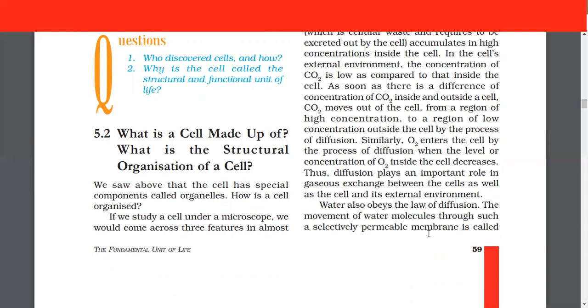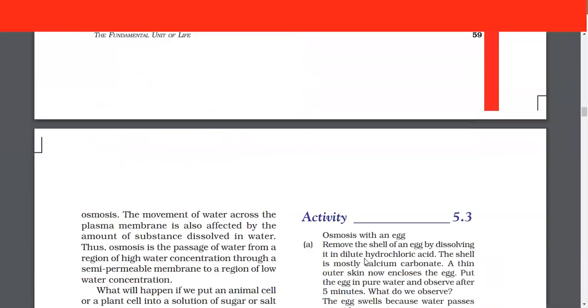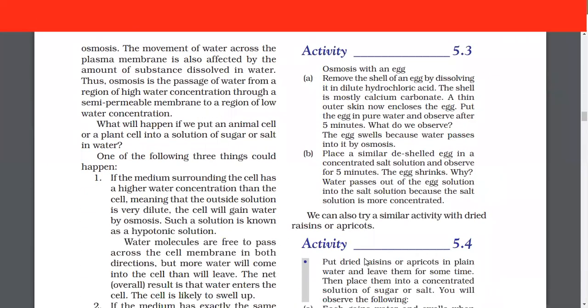The movement of water molecules through such a selectively permeable membrane is called osmosis. The movement of water across the plasma membrane is also affected by the amount of substance dissolved in water. Thus, osmosis is the passage of water from a region of high water concentration through a semi-permeable membrane to a region of low water concentration.